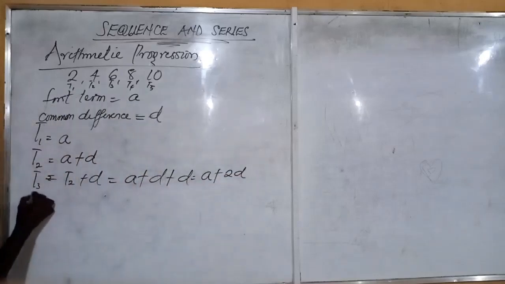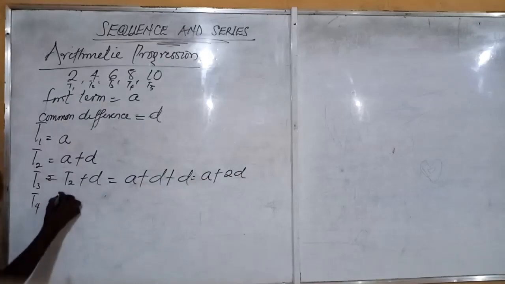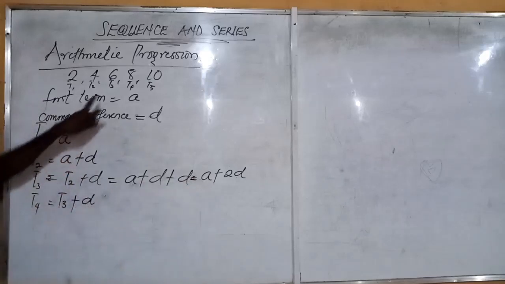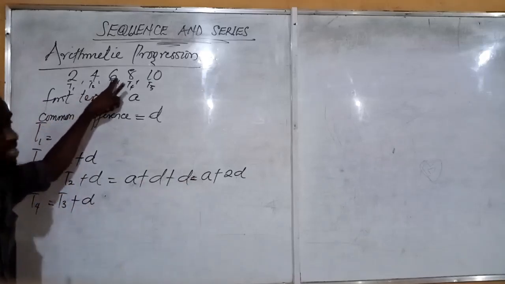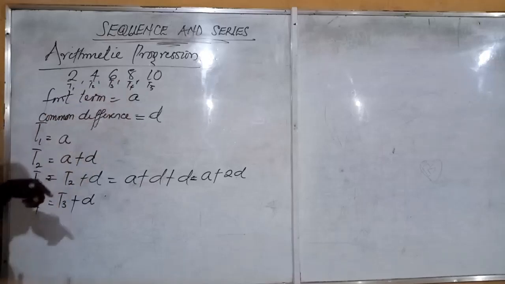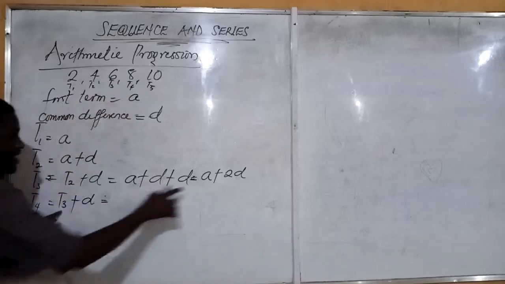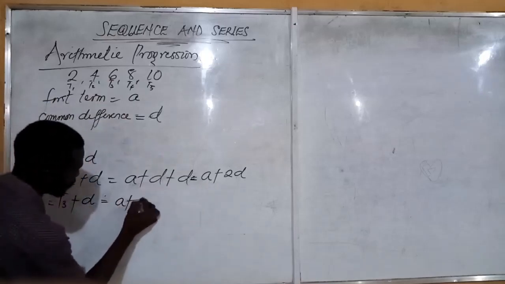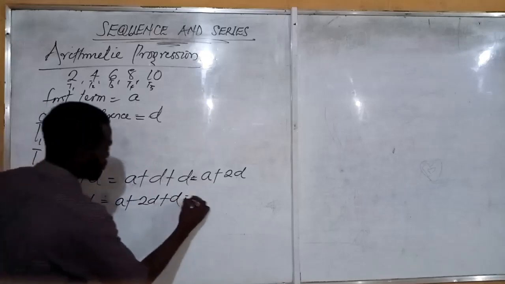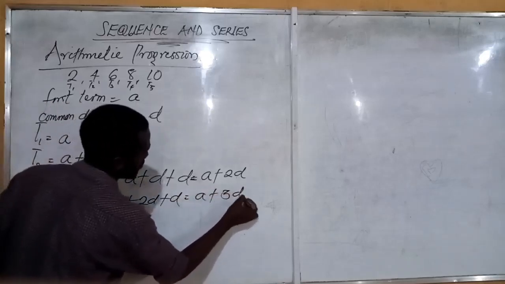Now, how did we get T4? T4 was basically T3 plus D. We added the D, that is our 2, to this T3, and we got our T4. Remember that T3 is A plus 2D, so that is A plus 2D plus D, and that becomes A plus 3D.